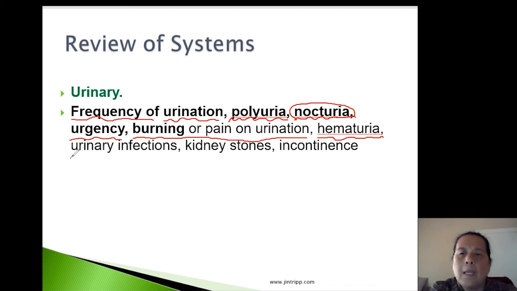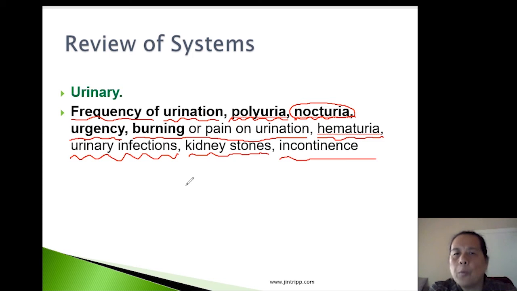And the patient may have a history of urination system infections, and also kidney stone. And the patient couldn't control their urine. So those are some questions relationship with urination systems.